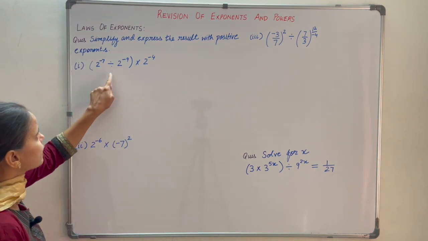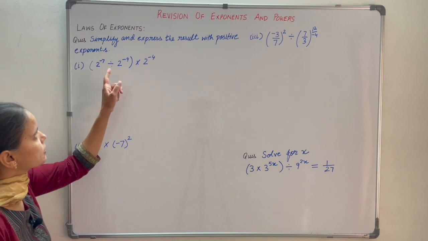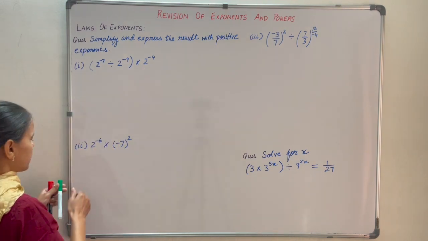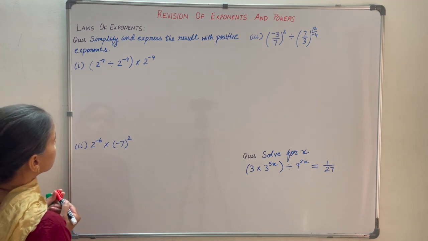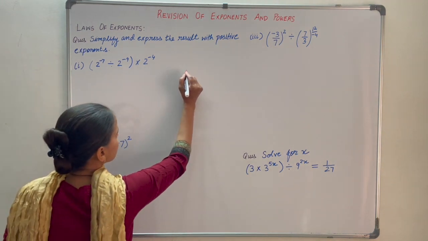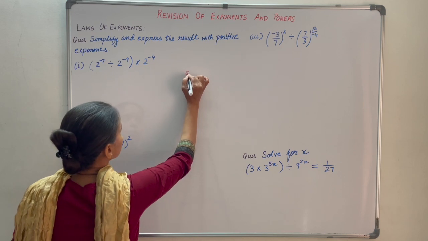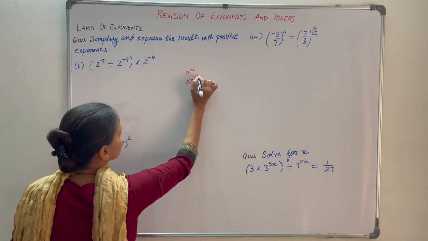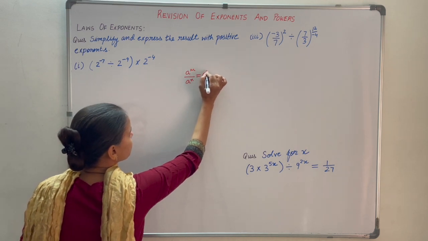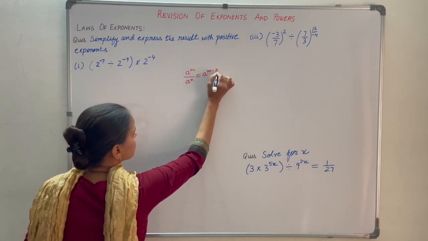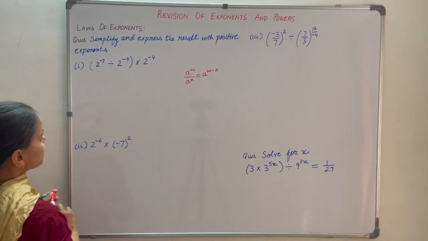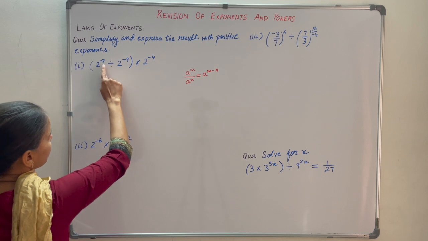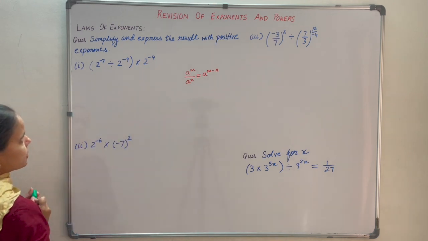2 raised to the power minus 7 divided by 2 raised to the power minus 9, whole, into 2 raised to the power minus 4. Here you can see the bases are same. So I am using this division law where the bases are same, that is a raised to the power m divided by a raised to the power n is equal to a raised to the power m minus n. So this is the law we are going to use here. Your a value is 2, m is minus 7 and n is minus 9.